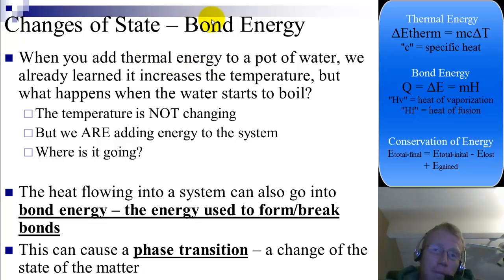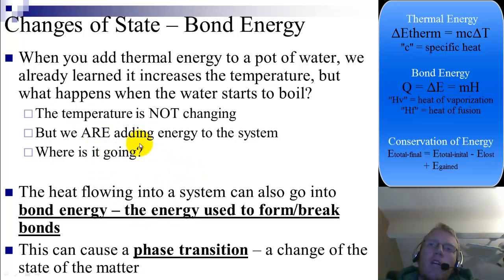So it turns out what happens when water starts to boil, it's changing state from a liquid into a gas. And in order to do that, you have to break the bonds that are binding those liquid molecules together so that they can escape into the gaseous form. So what's happening to this energy is, as it goes in, it's going into breaking the bonds rather than increasing the thermal energy. So this is our 5th energy type. It's bond energy. And when you break or form bonds, there are energy changes. When you form a bond, energy is released. When you break a bond, it takes energy to do that.